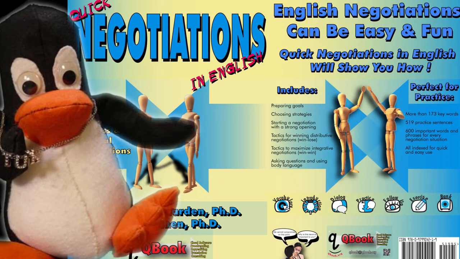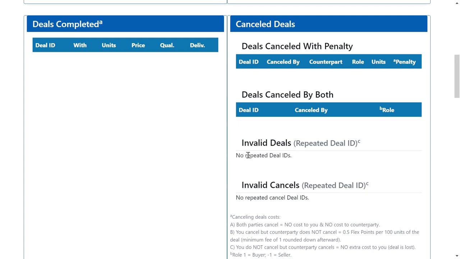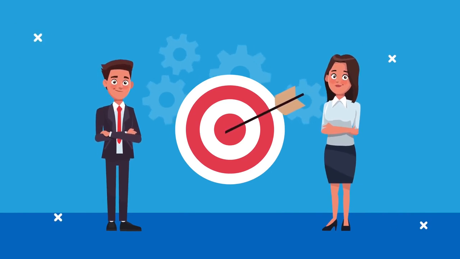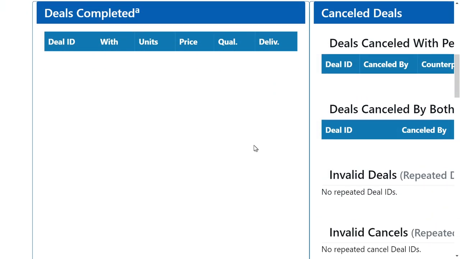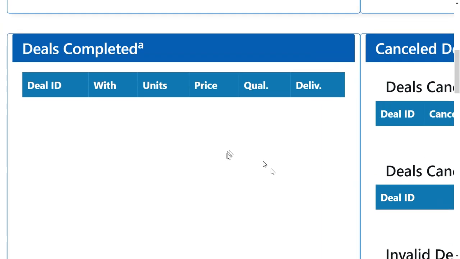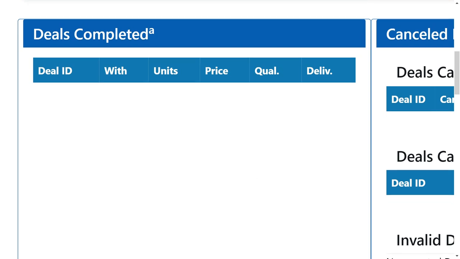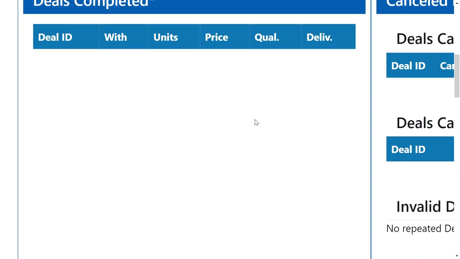After a group sends a deal and the counterpart, the other group, accepts the deal, you will have a deal completed. When you first begin the game, of course, you have no deals completed. And don't forget, every time we play an RPG, we begin all over again. So as we can see here in this section, deals completed, we have an empty area. There's nothing here because we don't have any deals yet.